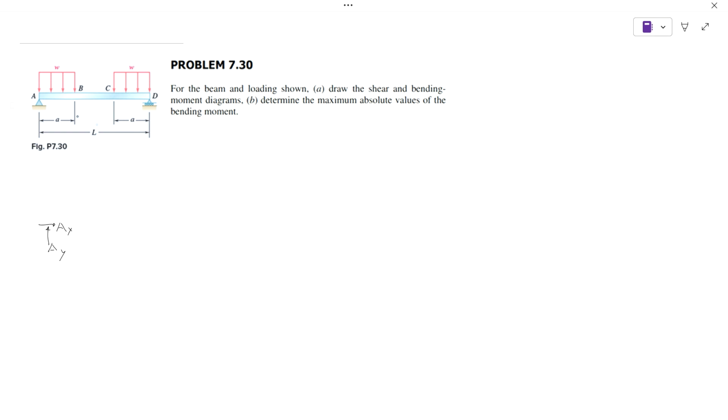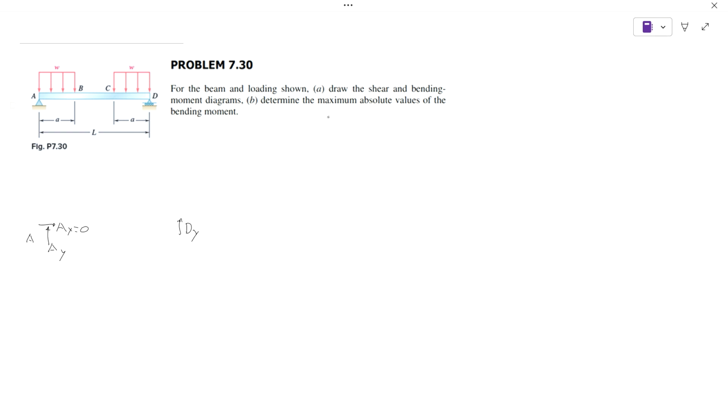Right now we can see that there's no other force because at D we have only a roller, and a roller does not have forces in X. Therefore, we know that this one is 0. They're also giving us a point B and a point C, which is going to help us determine the shear forces for the diagram.